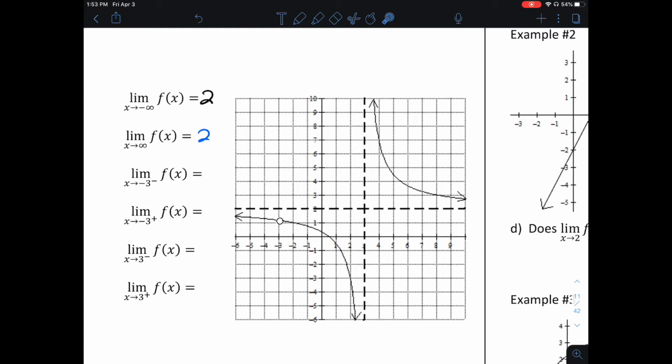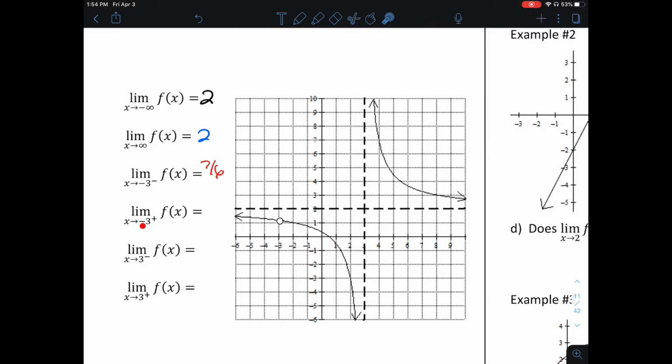What's the limit of f of x as x approaches negative 3 from the left? Remember this symbol here, it means from the left. So here's negative 3. If we approach from the left, that means we're actually moving to the right. As we approach from the left, the y value is getting closer and closer to the value of that hole, which is 7/6.